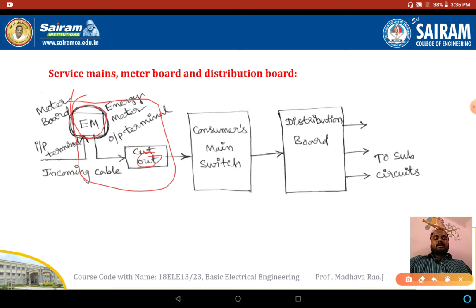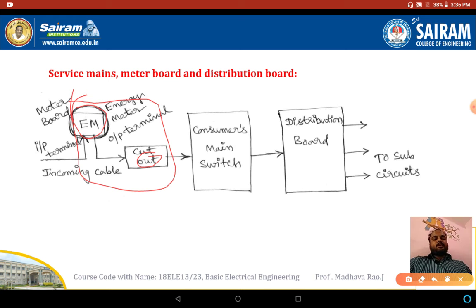So next one, consumer's main switch. What is the purpose of the consumer's main switch here? Whenever the consumer needs to extend the circuit, or wants to do some service work in his home or on his boards, at that time the consumer can switch off the main switch and you can do whatever you want.